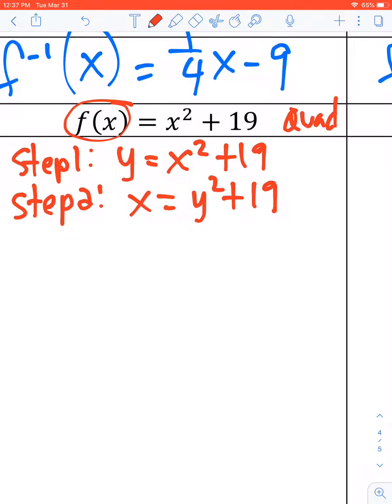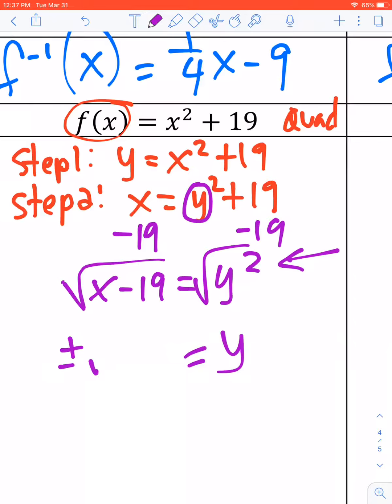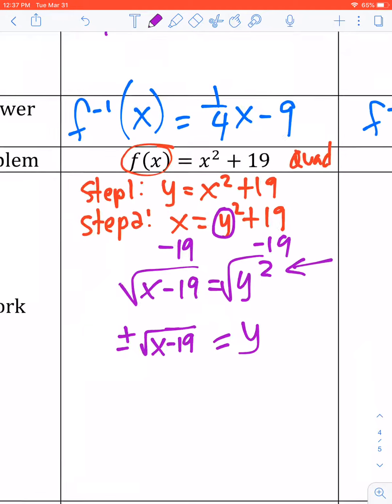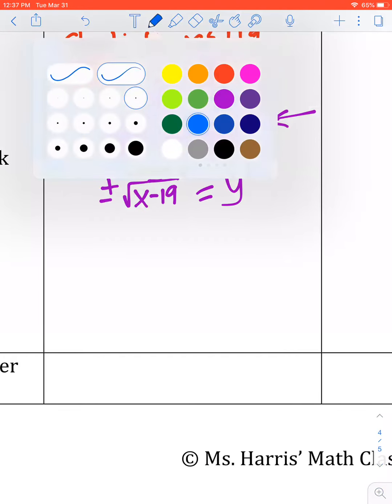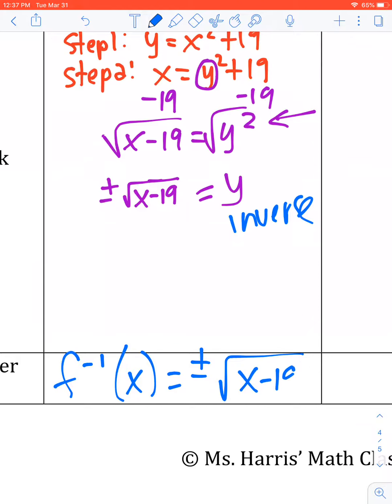Step 3, we're going to solve for y. That means we need to get this y by itself. So I'm going to subtract 19 from both sides. And this is where something different comes up. In order to get rid of the power of 2, and this is why this is in the radicals and roots unit, I need to take the square root of both sides, but you don't just get the root of x minus 19, you get a plus or minus. So my final answer, the inverse, would be the inverse of x is equal to plus or minus the square root of x minus 19.